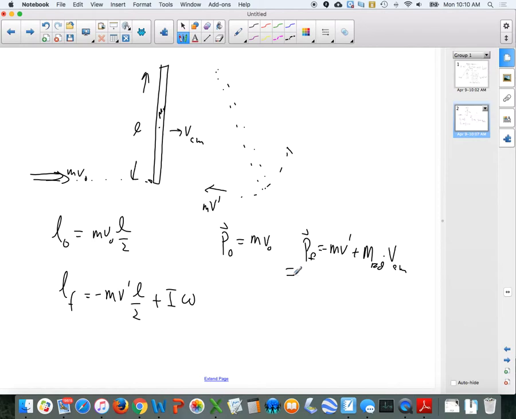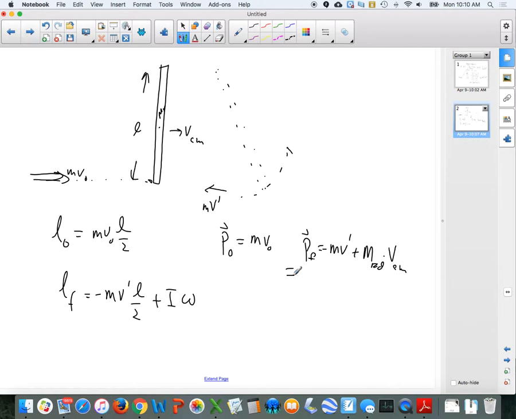So from that, I can calculate the velocity of the rod, its translational velocity, and also its angular velocity. Typically, they'll tell you like v final is equal to some number. Say it comes back with half the velocity or something like that.